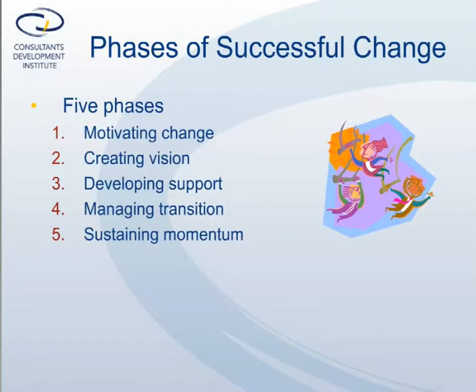Cummings and Worley, in their book, Organizational Development and Change, describe a comprehensive, 5-phase process for successfully managing change. Whatever process you choose to use when guiding change, it should include the following 5 phases: motivating change, creating vision, developing support, managing transition, and sustaining momentum.